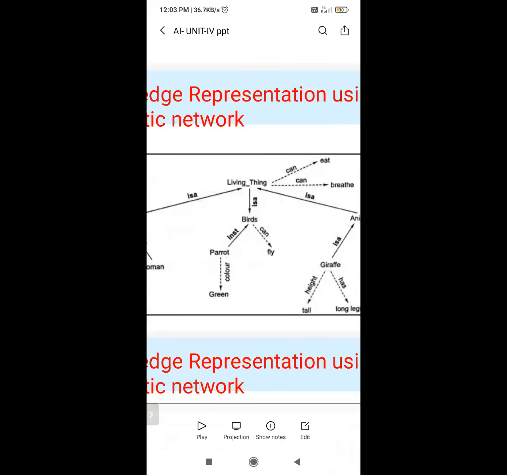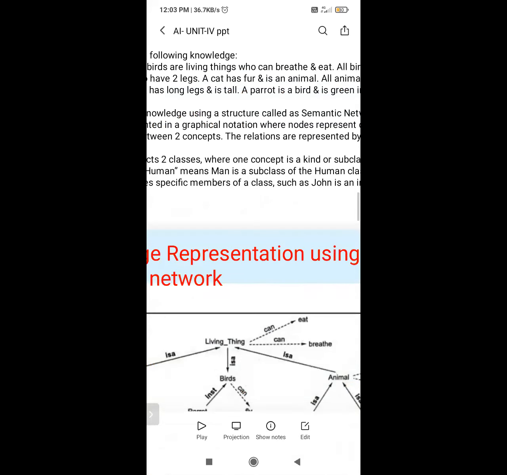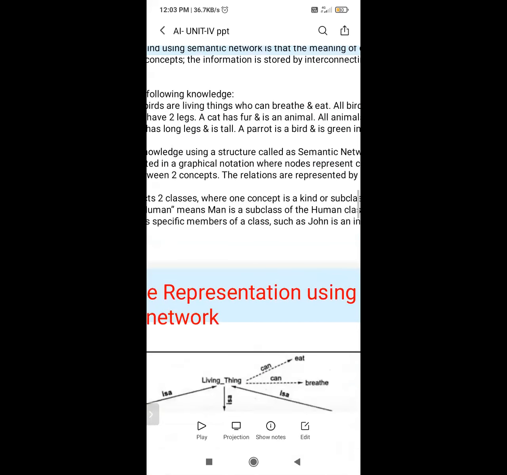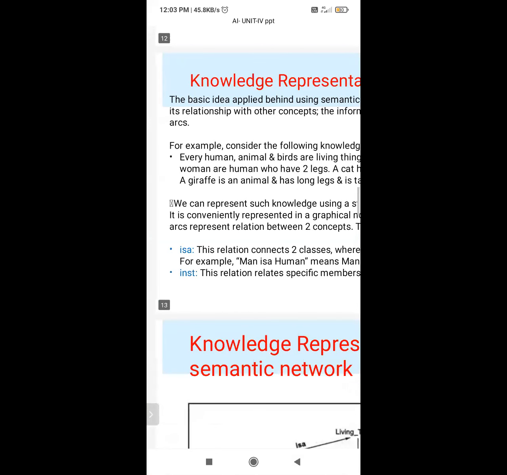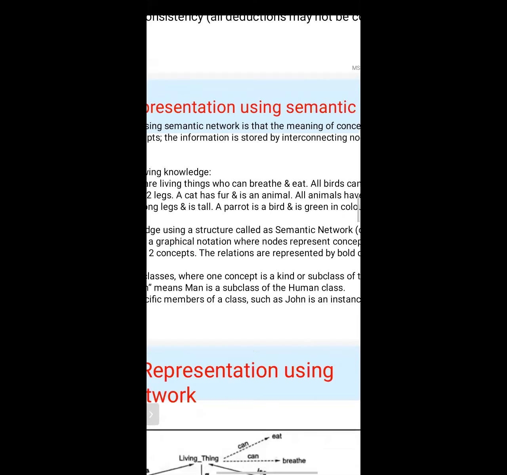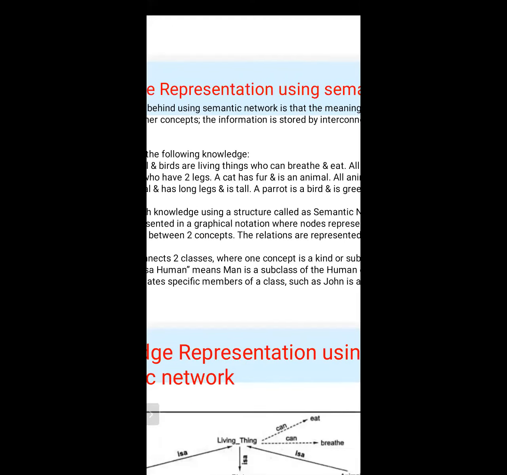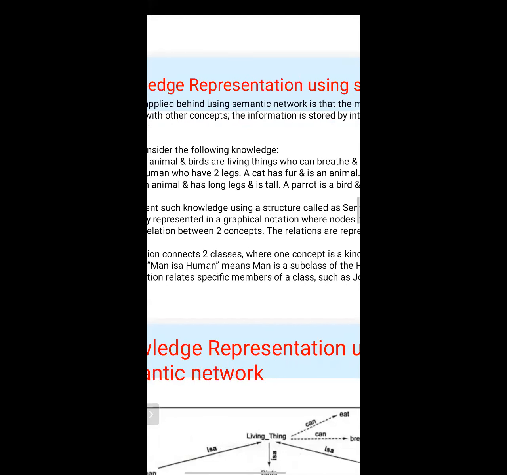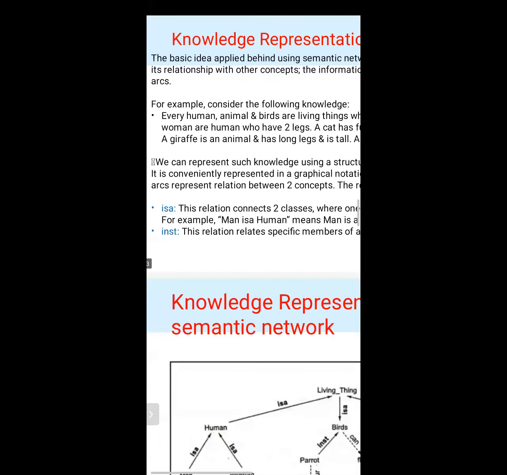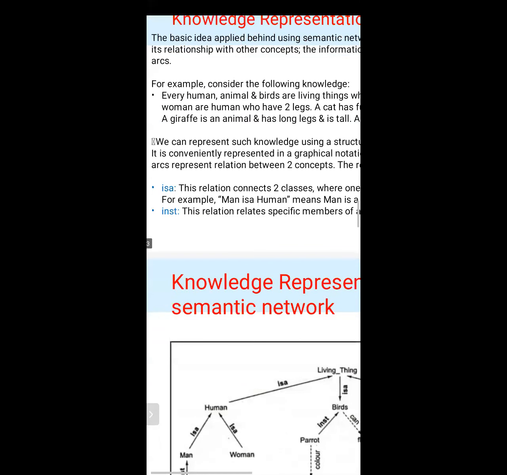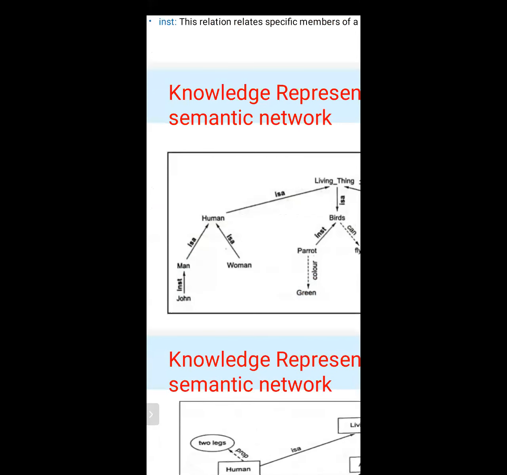Next, every man and woman are human who have two legs. So two things will come here: one is man and woman. So woman is a human and man is a human. That's why I related it with an is-a relationship. Next one.